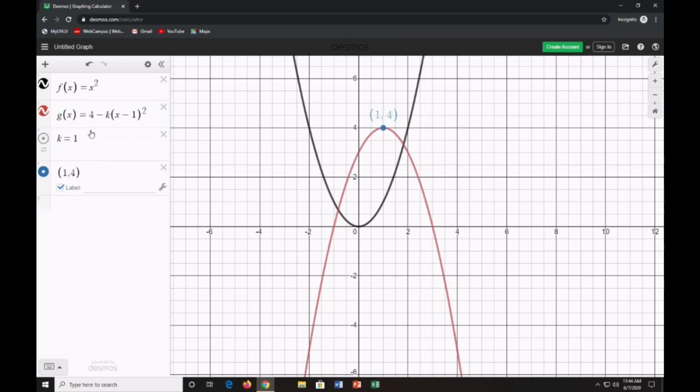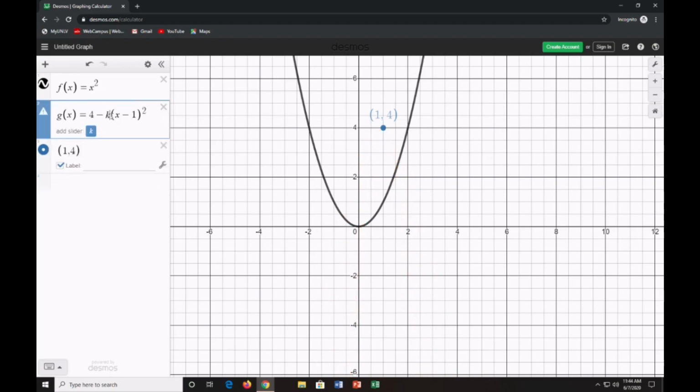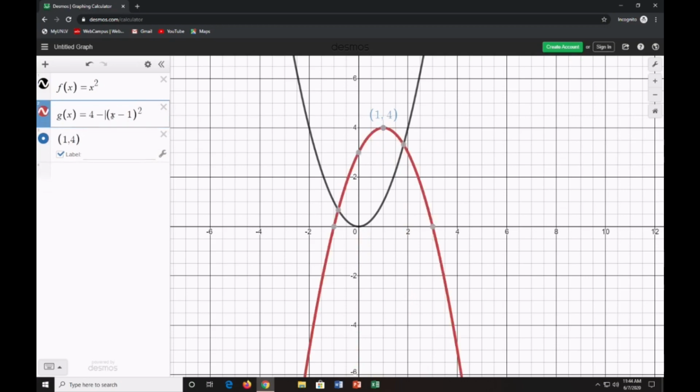So it says add slider. Should see maybe. Yeah, we can use this slider here, but I don't know if it's that clear. So let me know. I don't think adding the slider is helping. So I'll go back to the numbers.